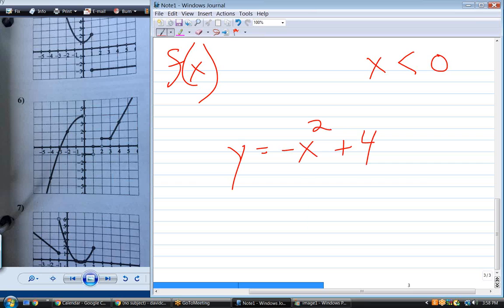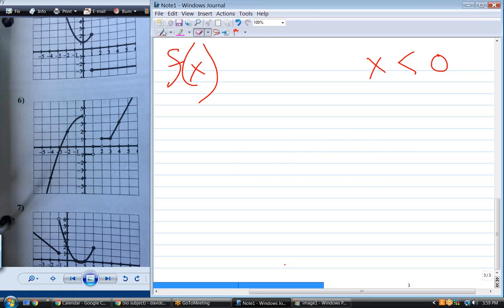In other words, y equals minus x squared would look like that. Y equals minus x squared plus 4 would look like that. Now, is that the function? Well, when y is 0, it looks like x should be minus 3, so no, that's not the function.